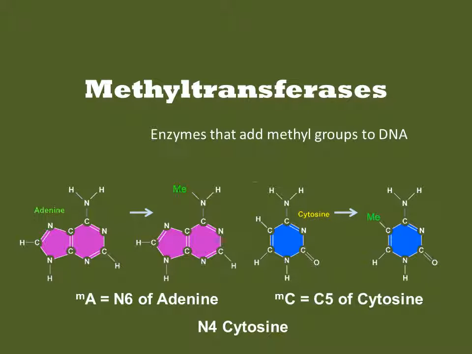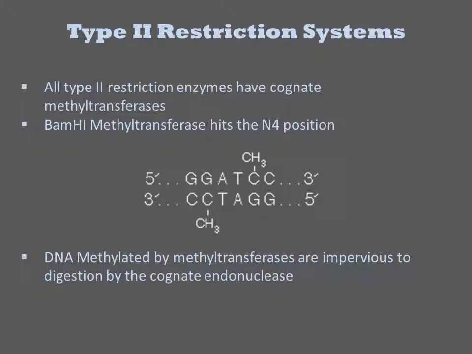Methyltransferases add methyl groups to DNA. They most commonly add the methyl group to either N6 of adenine or C5 of cytosine. The type 2 restriction enzymes have cognate methyltransferases. They are used in the native context to protect the genome from the action of the restriction enzyme and thus typically have the same specificity as the restriction enzyme.